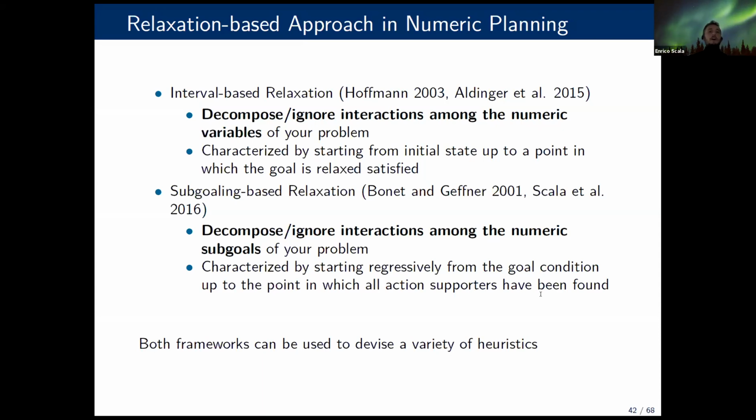the goal is satisfied. Then there is another relaxation called the sub-goal-based relaxation, which still uses a decomposition principle but applies it to the sub-goals of your problem. It is not characterized by starting from some initial state, but by starting from the goal condition of the problem, up to the point in which all the so-called action supporters have been found. Both frameworks can be used to devise a variety of heuristics.